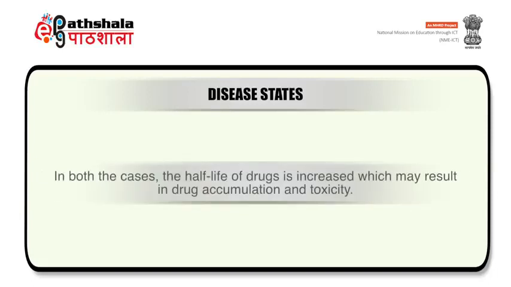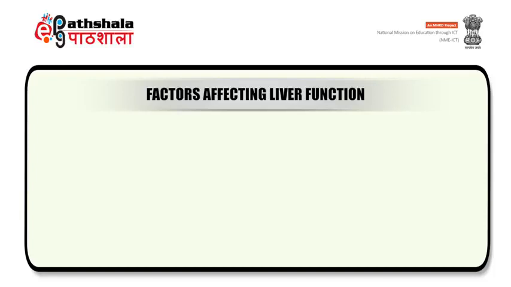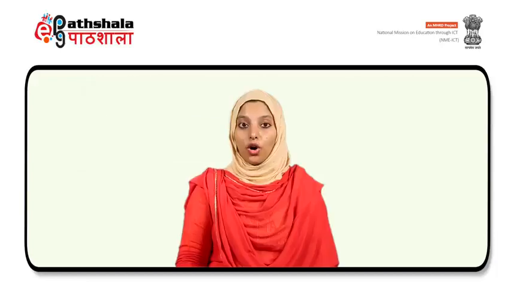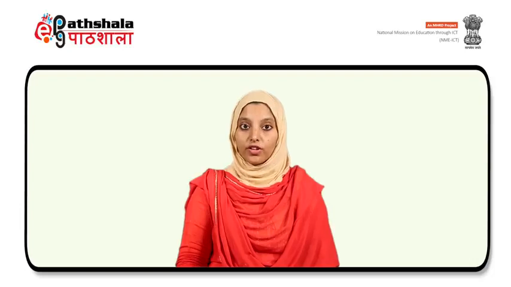In all these cases, the half-life of drug is increased, which may result in drug accumulation and toxicity. Now we will discuss the factors that affect liver function. These factors include alcohol, medication associated liver injury, obesity, viral hepatitis, hemochromatosis, alpha 1 antitrypsin deficiency, Wilson's disease, mononucleosis and autoimmune hepatitis. So now we will be discussing in detail how these factors affect liver functioning.